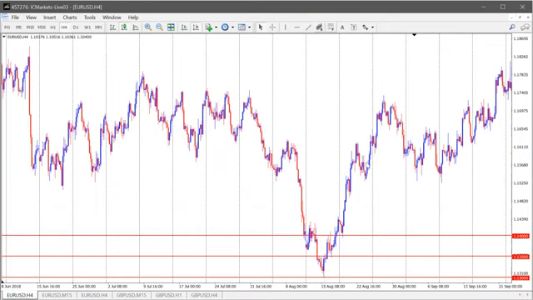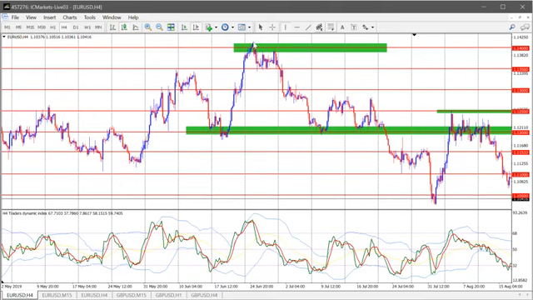Just drop it. Now all you need to do is watch for the psychological level. Upon price touching the psychological level, wait for the cross of this green and red line. Now here's an example. Let me drop a line right here. Let's use this one as an example.